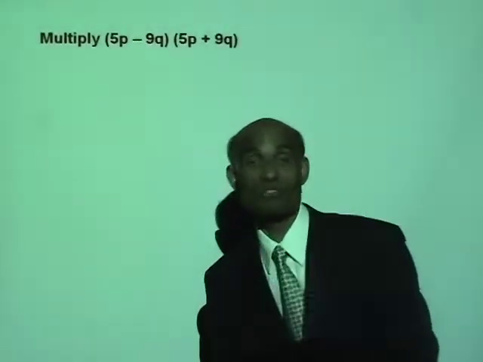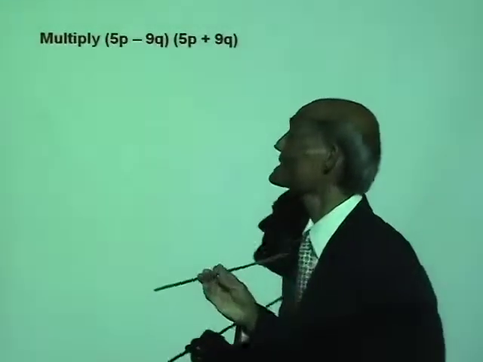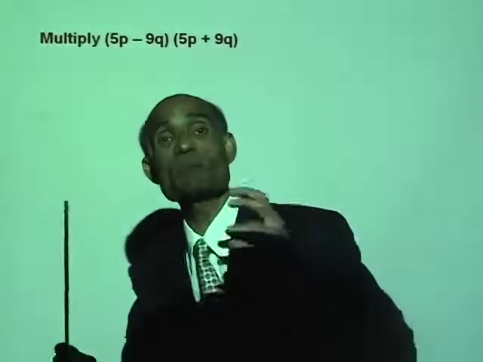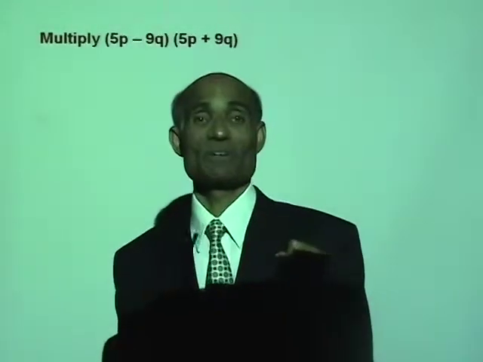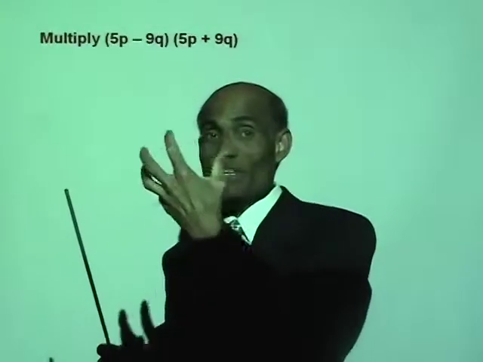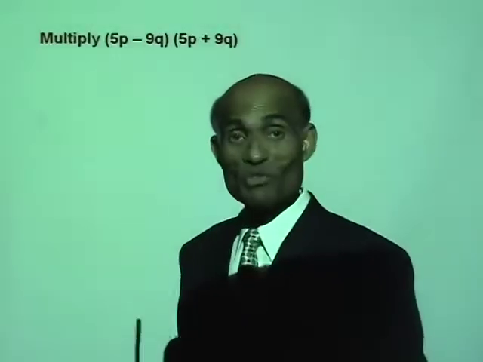Can you tell me what this is going to be? Multiply 5p minus 9q times 5p plus 9q. 5p is the first quantity, 9q is the second quantity. So what will be the result?